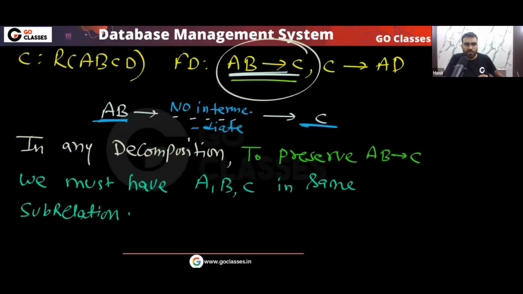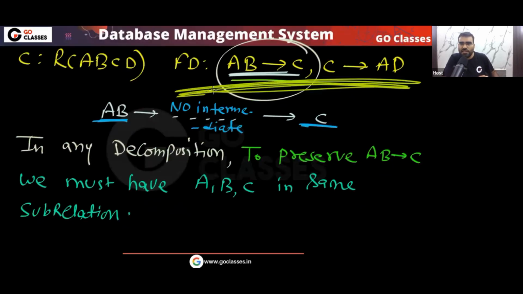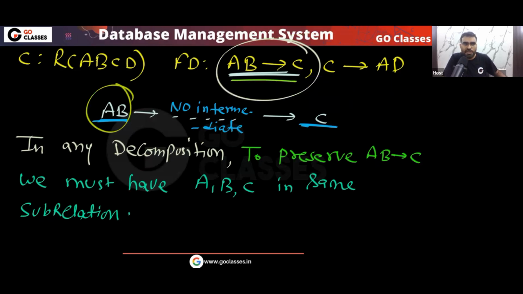So this is the point I'm trying to tell you. Please focus on this set of FDs. This set of FDs is given to you. Now you tell me, AB is determining C, that is fine. But is it possible that AB can transitively determine C? Can you put some intermediate attribute like D here? No, I cannot.